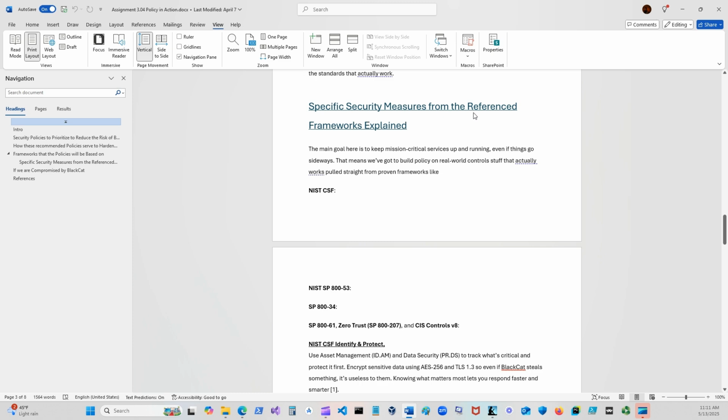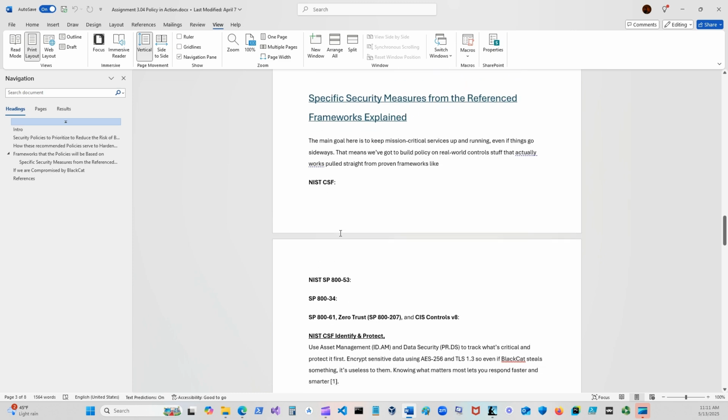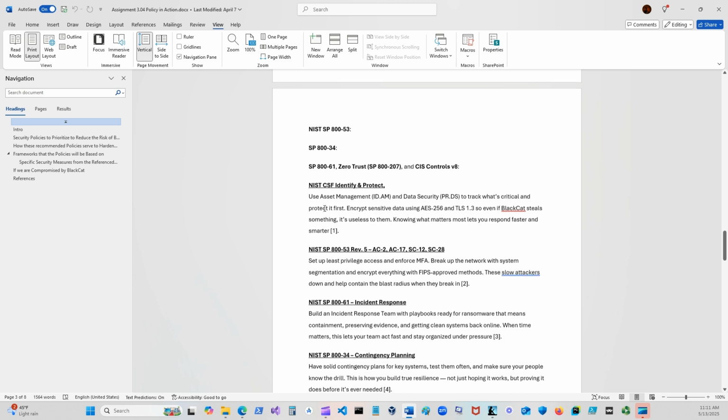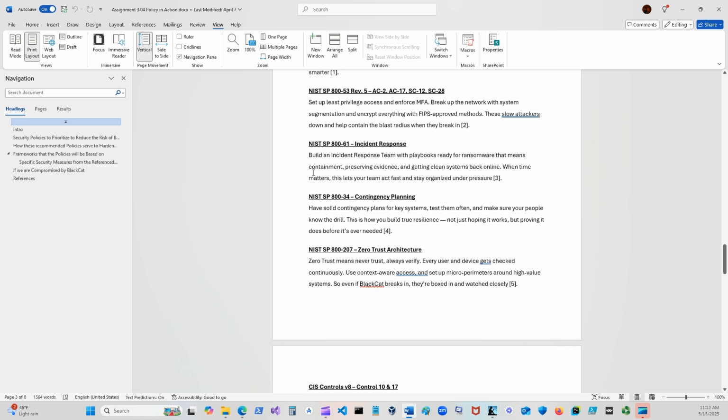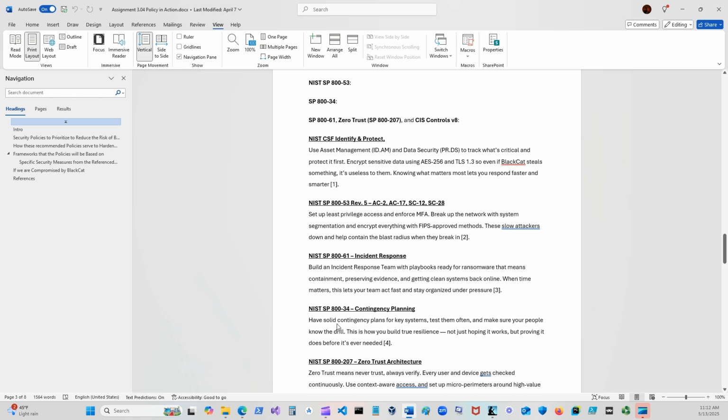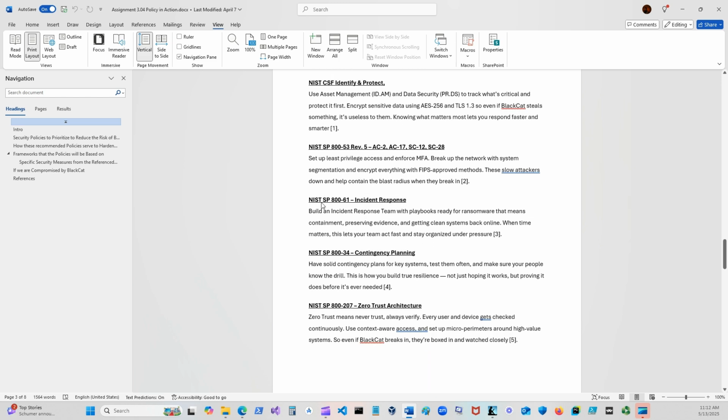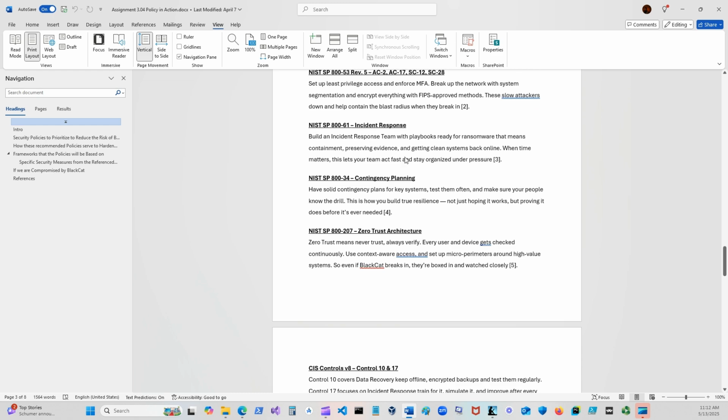Specific security measurements from the referenced frameworks explained, right? NIST CSF, and so I'm just going over specific stuff that these will reference. So NIST SP 861 incident response. I'm not just going off of just NIST, the main one. I'm going into different ones. NIST SP 861 for incident response, right? And I'm pulling out stuff from there.